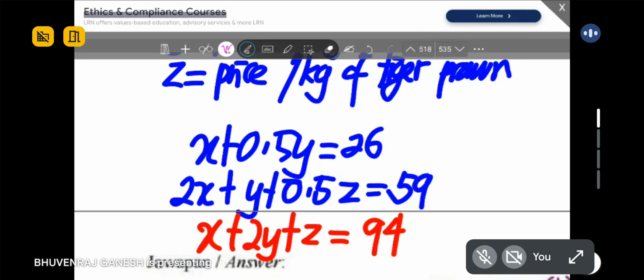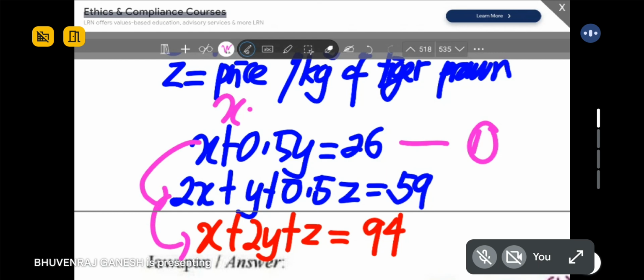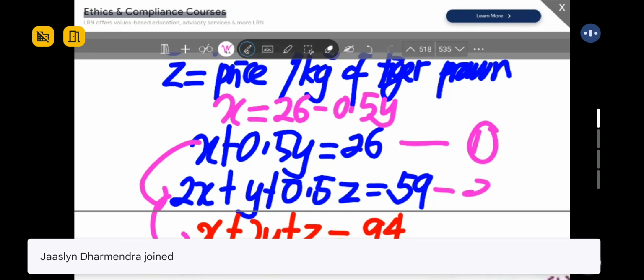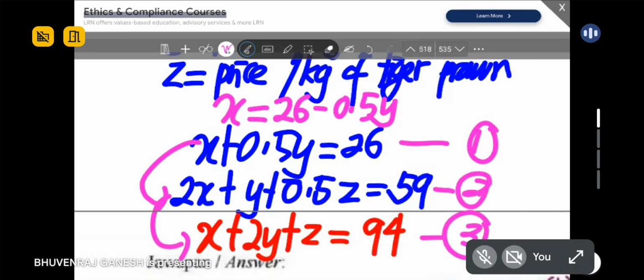Okay, so you can use elimination, penghapusan, or maybe substitution is better. Okay, so you can just choose one equation. Let's say this one, number 1. You substitute inside number 2 and number 3. Okay, gantikan. So you have X equal to 26 minus 0.5Y. You substitute that in number 2 and also number 3.